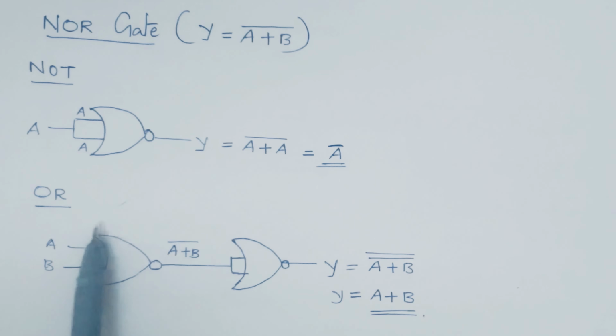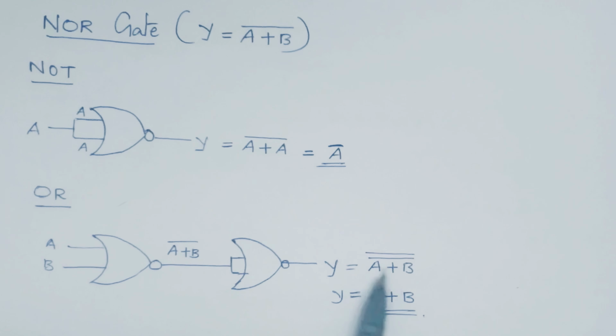This is the circuit diagram of OR gate using NOR gates. We are using two NOR gates here. To the first NOR gate, we are giving inputs A and B. Then the output of this NOR gate is connected to one NOR gate with input shorted, which is going to work as a NOT gate. So the output of the first NOR gate will be A plus B the whole bar, and that is given to this NOR gate with input shorted, which is going to act as a NOT gate.